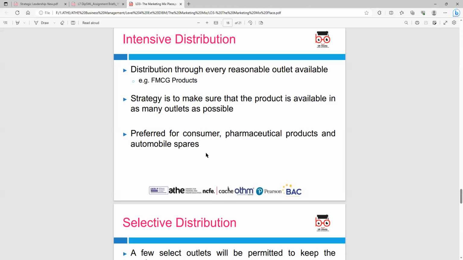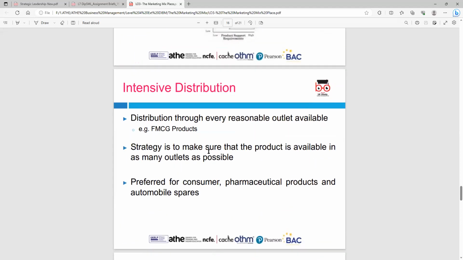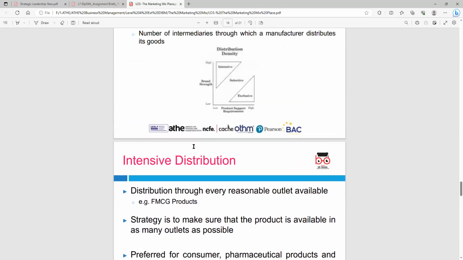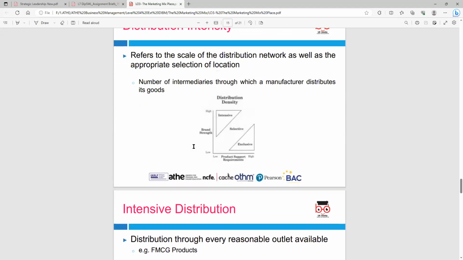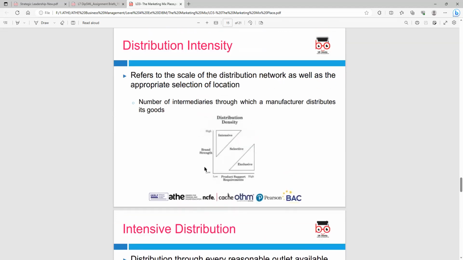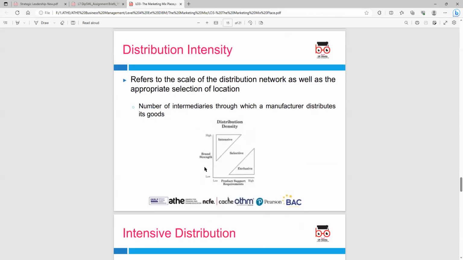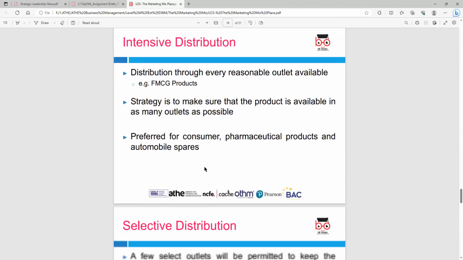And also intensive distribution is to make sure that your consumer gets the product as and when they require it. So for example, this applies to spare parts, car parts, or pharmaceutical products, because medicine is required by a patient very quickly, so they don't run out of stock. So therefore, in these circumstances, you need to use a distribution which is known as intensive distribution.